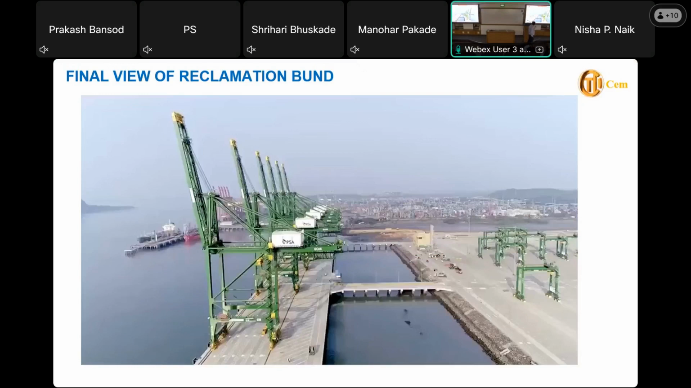This is the edge. This is the yard, which was designed for 50 kPa loading, and this has been operating since 2017, almost 5 or 6 years, without any settlements or any problems. The performance is very satisfactory.